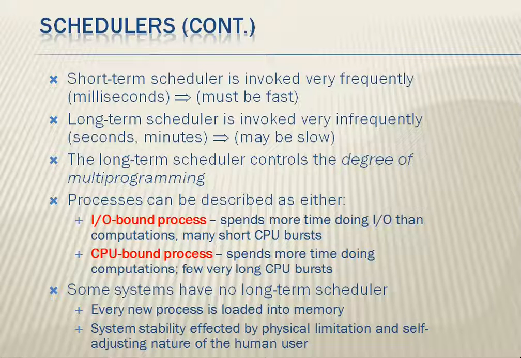The processes can be described as either IO bound or CPU bound. IO bound processes are the processes that spend more time doing IO operations rather than computation, and they have many short CPU burst cycles. Whereas CPU bound processes are those that spend more time doing computation, and they have very few long CPU bursts.